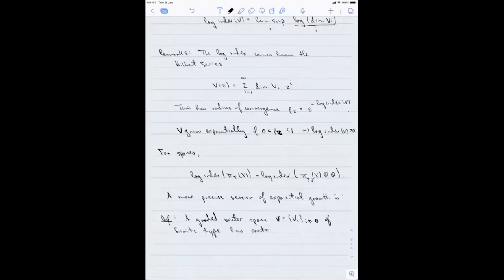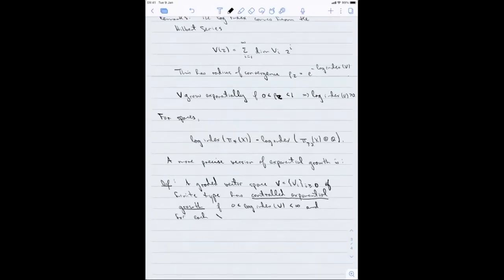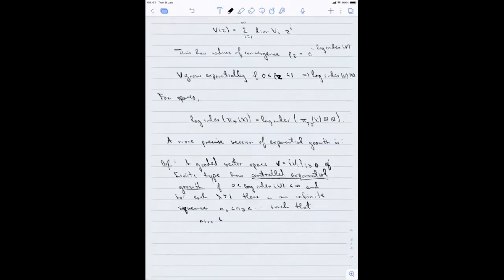It has controlled exponential growth if the log index is between 0 and infinity, and for each lambda bigger than 1, there is an infinite sequence n1 less than n2, and so on, with the property that the i plus first term in the sequence is less than this fixed constant times the ith term. This holds for all i bigger than or equal to 0.